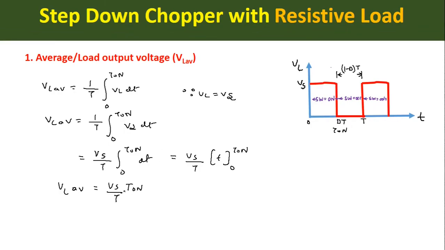From the equation derived, we know that T on by T is the duty ratio. Therefore, this VL average will be equal to Vs into D. Now from this equation, we can see that VL average, that is average load output voltage, is equal to source voltage or DC voltage into the duty ratio. Therefore, by varying this duty ratio, we can vary the average output voltage of this step down chopper.